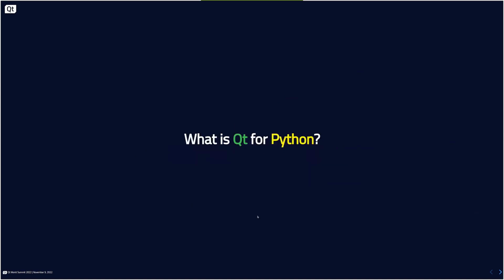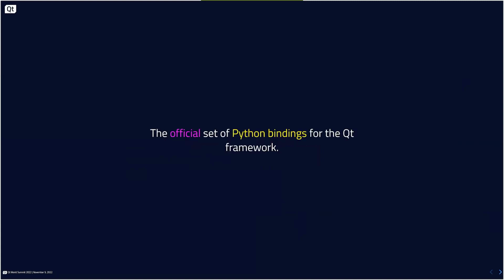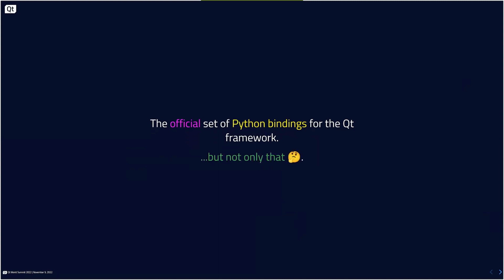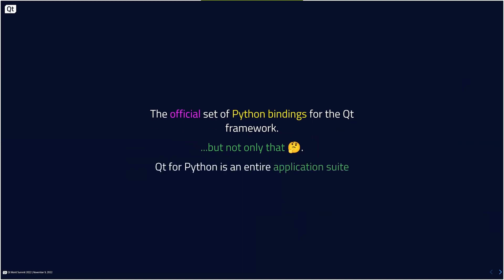Let's start with the big question. What is Qt for Python, or what do you actually think Qt for Python is? Qt for Python is the official set of Python bindings for the Qt framework. But it's not just that. The official set of Python bindings for the Qt framework is called PySide. PySide is a component of Qt for Python. So Qt for Python is an entire application suite. It encompasses much more than just PySide.